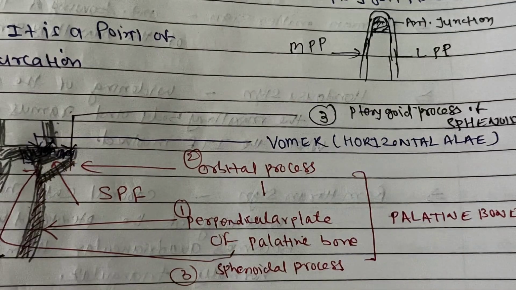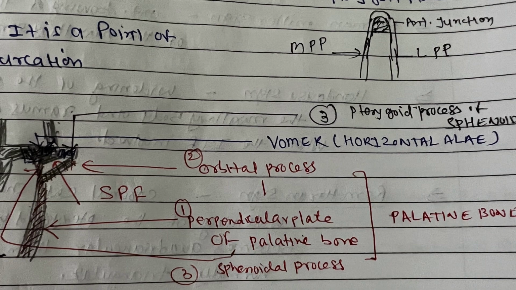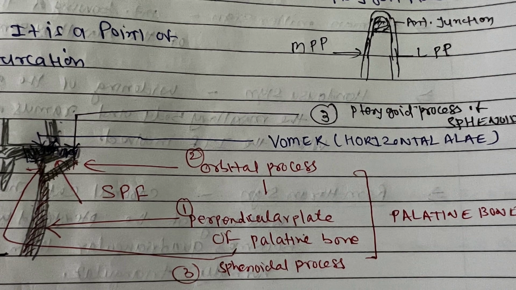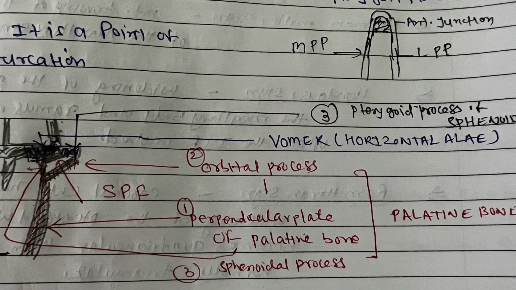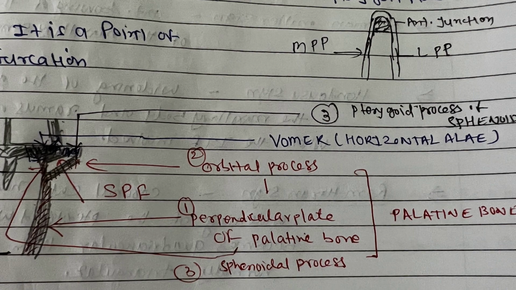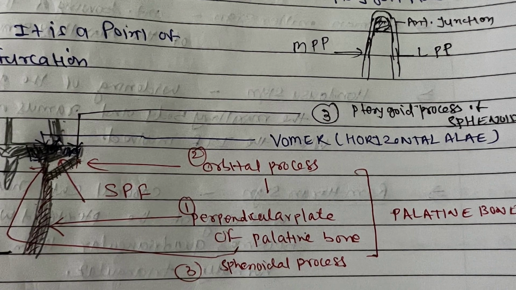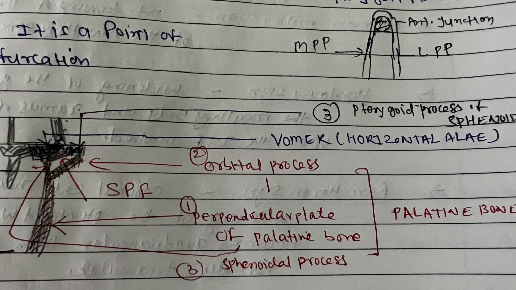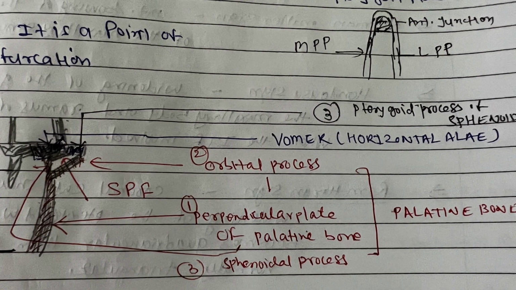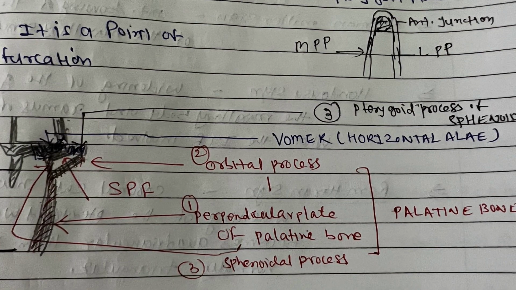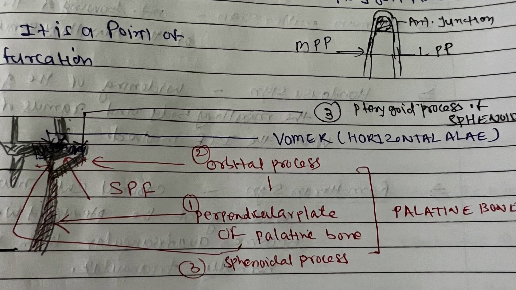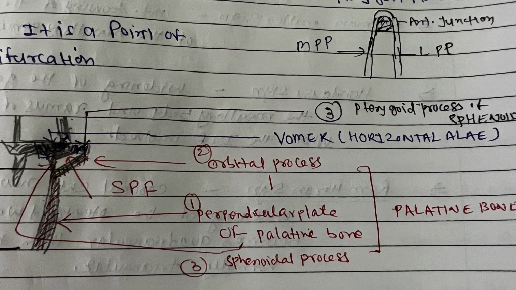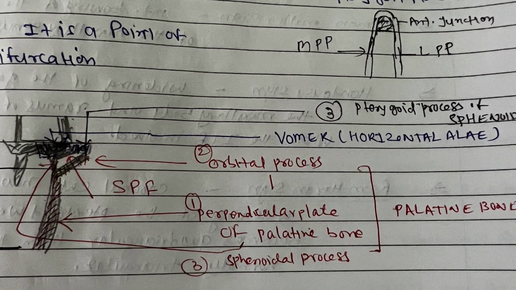If you see this trifurcation area of the sphenopalatine fossa or foramen, there is the palatine bone having an orbital process, the perpendicular plate of the palatine bone, and the sphenoidal process. There are three processes of the palatine bone. Medially, you can see the horizontal plate of the vomer above, near the sphenoid sinus. And you can see two pterygoid processes, medial and lateral, of the sphenoid bone. So this is the area of the site of origin of angiofibroma.